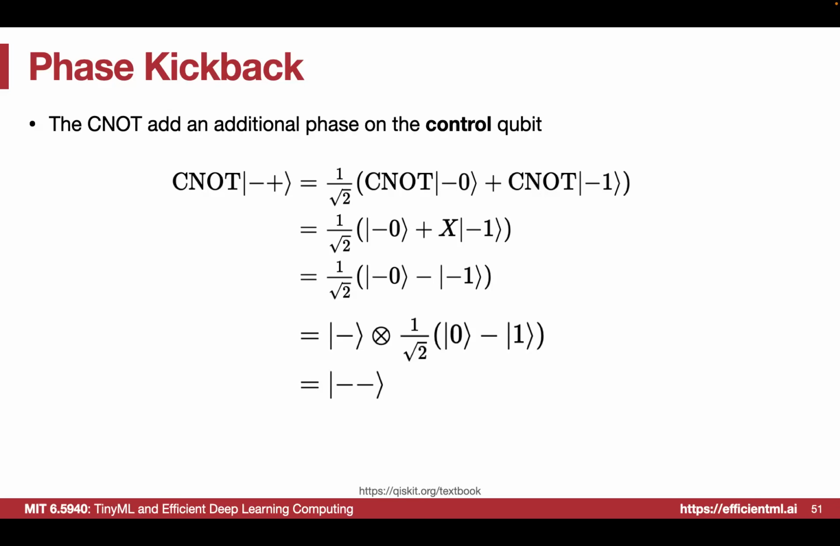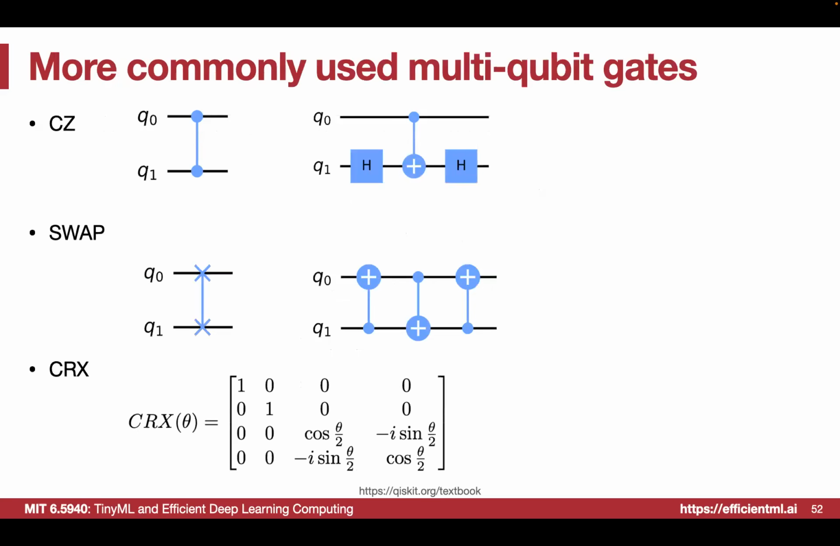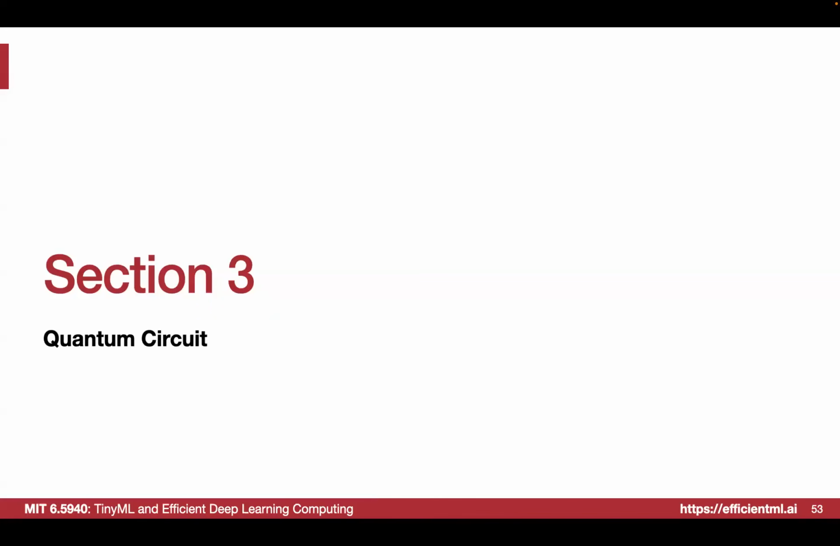That's a very important subroutine in many quantum algorithms, including the ones we introduce later. Okay, so just quickly, some other commonly used multi-qubit gates like the CZ, swap, and CRZ gate. They are also basis gates we can apply on the qubits in the quantum circuit. Okay, I think we can have a quick break and come back in 5 minutes, and we'll continue to introduce the quantum circuit.